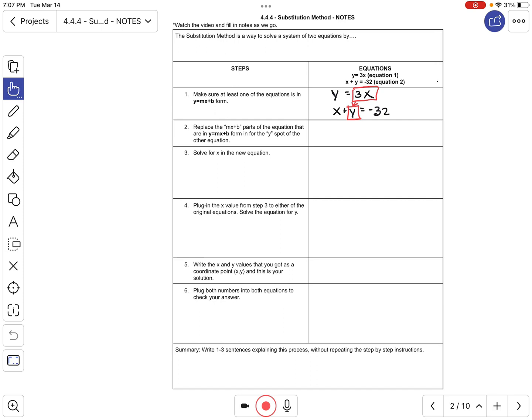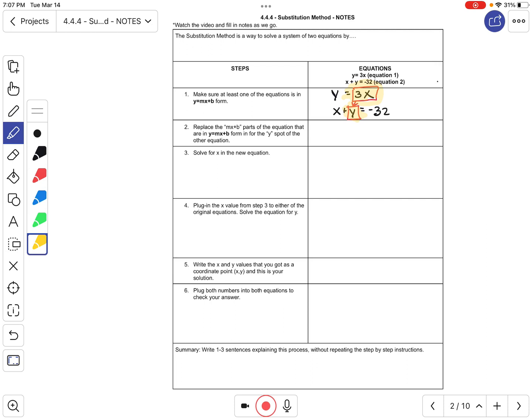So, the substitution method is a way to solve a system of 2 equations by taking some sort of equation that is set as y equals mx plus b and replacing the mx plus b part into the second equation where y is. So like I have a substitute because I'm not there. The sub stands in my place. You take me out and you put them in. That's exactly what we're doing here.